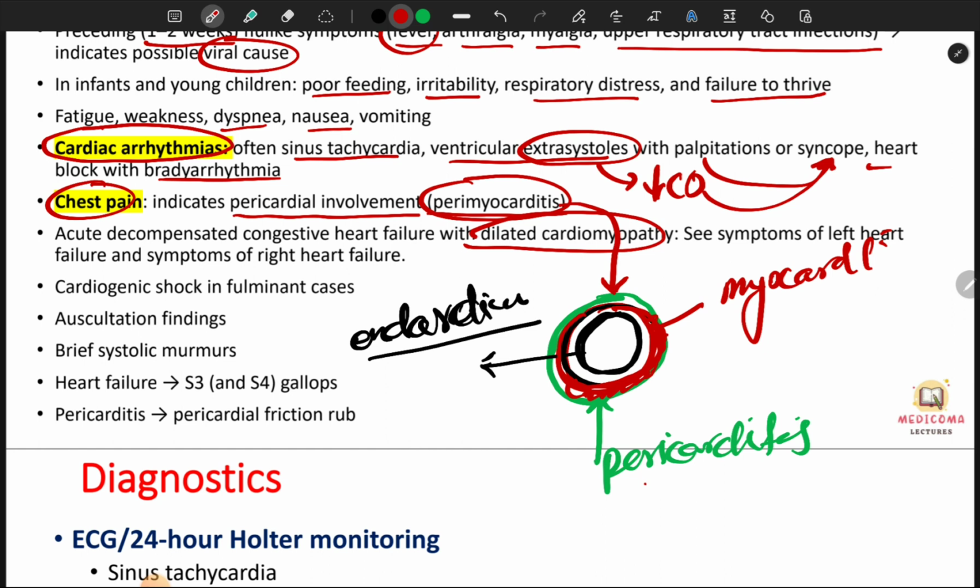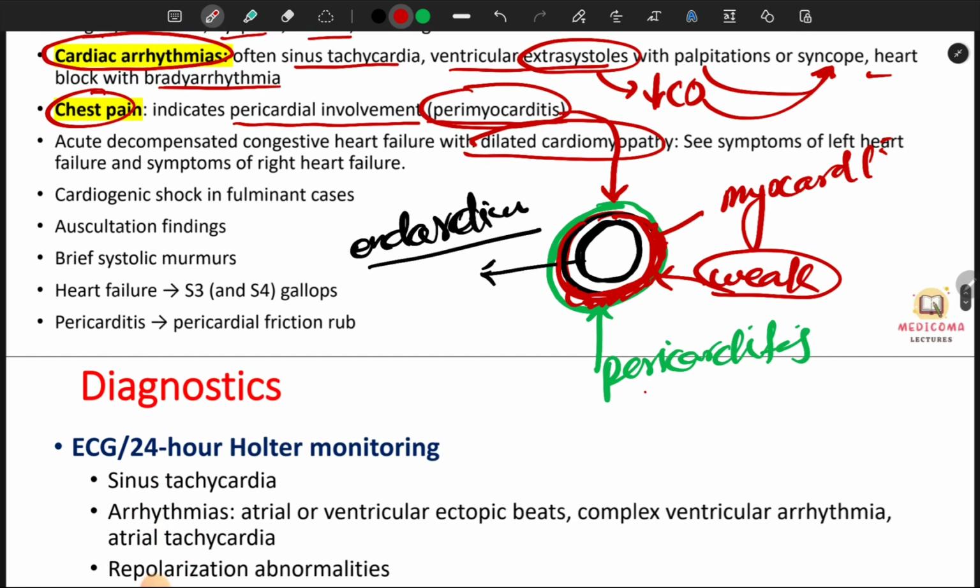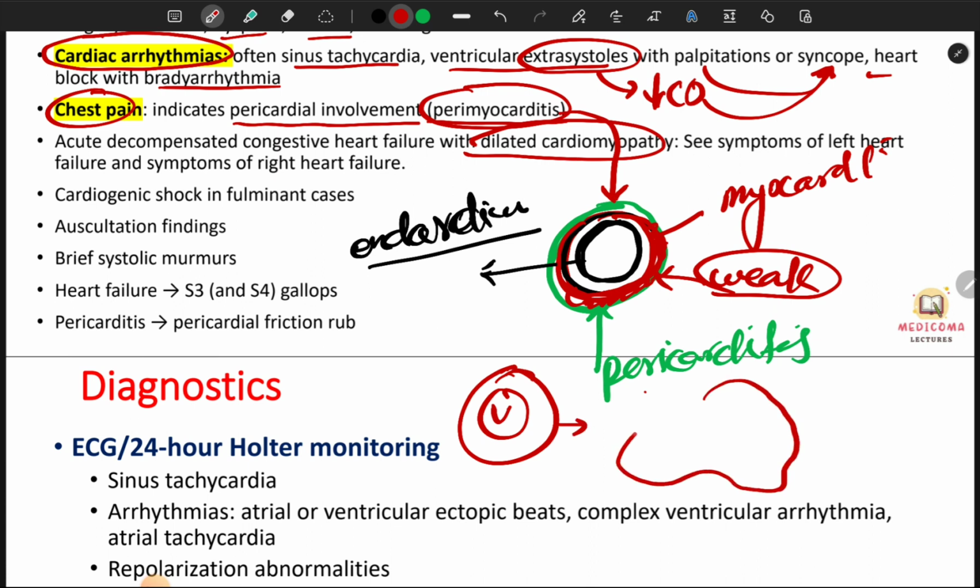Definitely, due to persistent inflammation of the myocardium, the myocardium becomes weak. So due to weakness of the heart, if this is a normal ventricle, it becomes like this, there is dilatation. Why dilatation? Because there is weakness of the muscle wall of the myocardium.